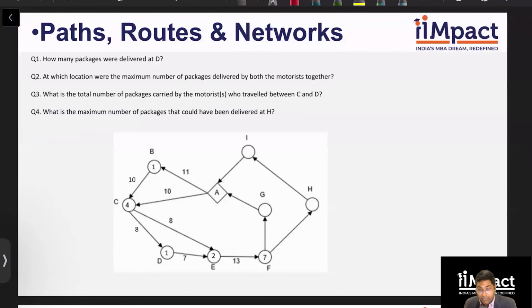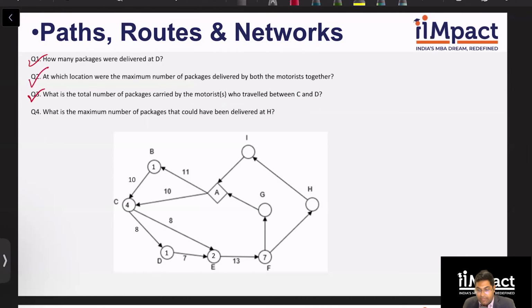How many packages were delivered at D? Clearly 1. At which location maximum number of packages were delivered? Clearly F, because I know that the packages going out of F are 6. So I, G, H cannot be more than 7, and rest of the locations like B, C, D and E are already less than 7. So I know for sure that F has to be the maximum. What is the total number of packages carried by the motorists who traveled between C and D? It's 8.